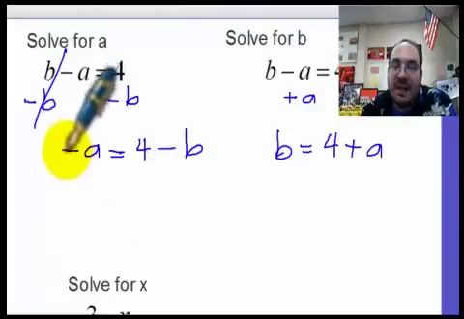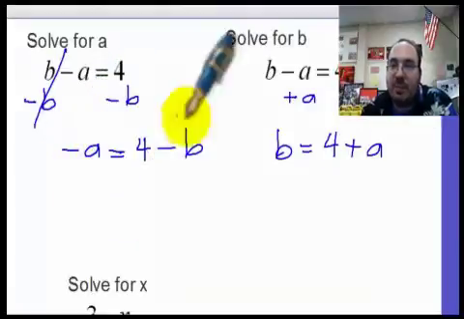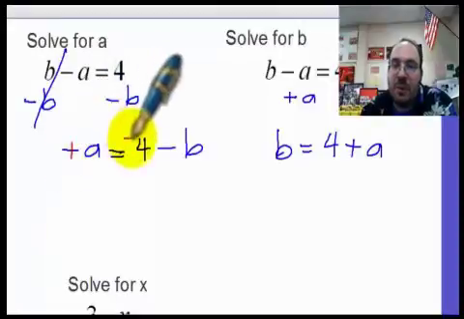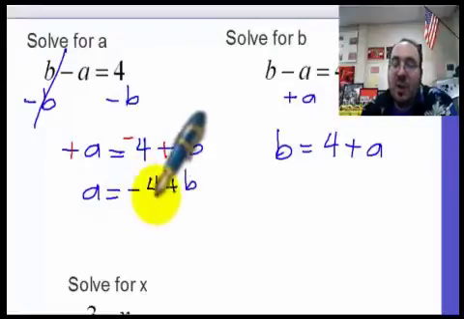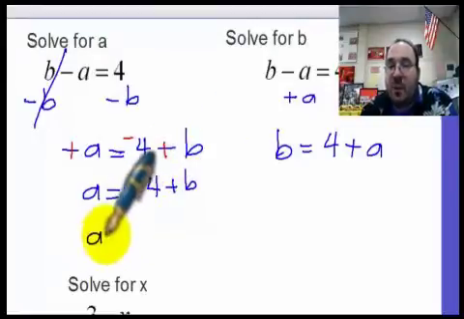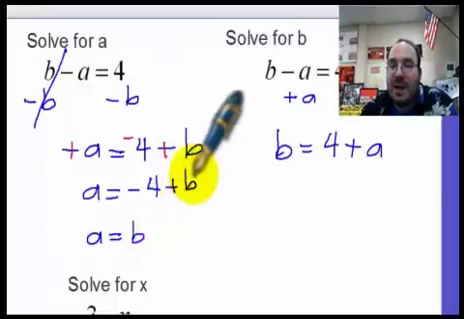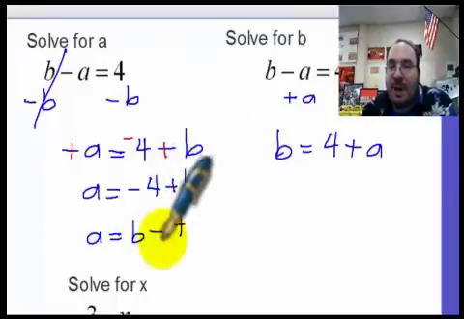And then I need to get rid of this negative, so I will multiply everything by -1. So boom, boom, boom. And my final answer is a equals -4 plus b. Or if you keep the negative in front of the 4, you could reverse the order and keep the positive b in front and write minus 4 at the end.